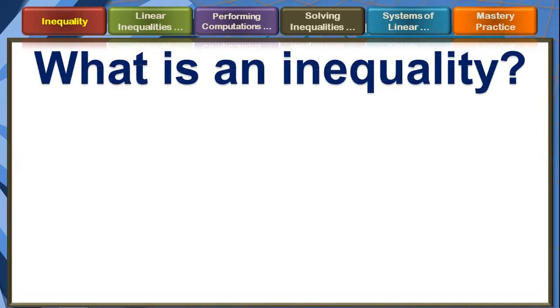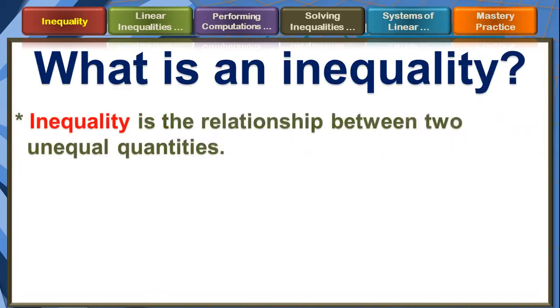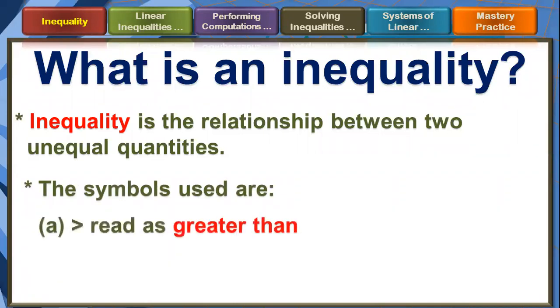Now let's define first the word inequality. What is inequality? An inequality is the relationship between two unequal quantities. So if two quantities are not equal, we use inequality in that aspect. The symbols used are the following. For A, this one is greater than, and for B, we have less than. The symbol greater than opens to the left, while less than opens to the right.